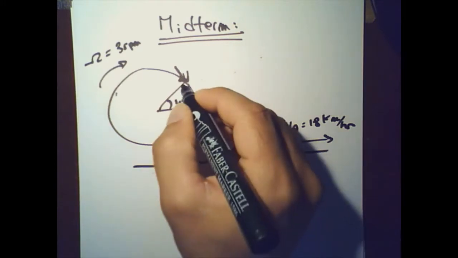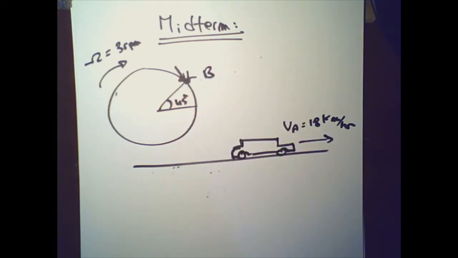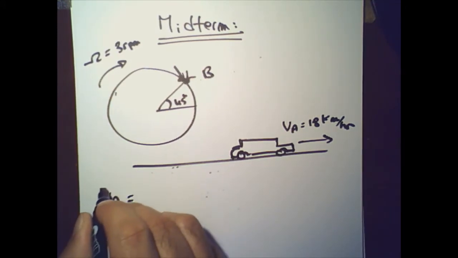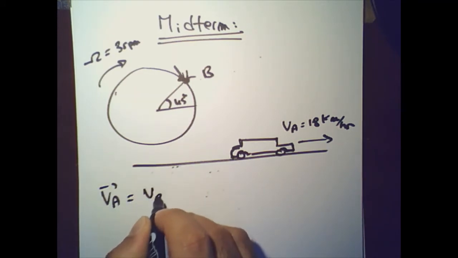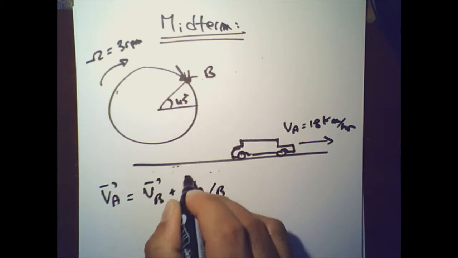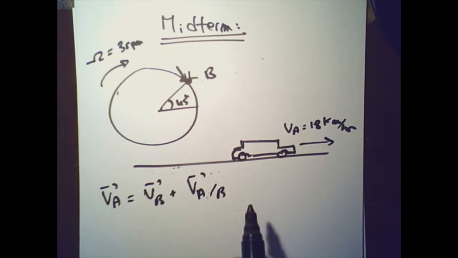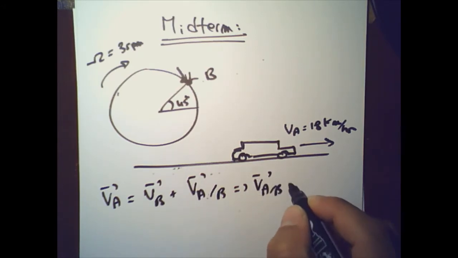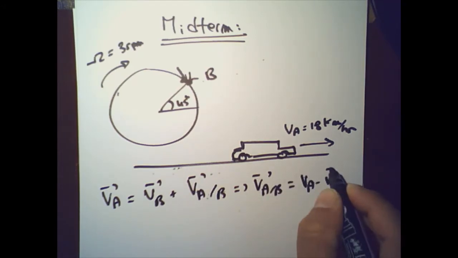All right, and then this is the observer at B, and the goal was we are trying to find the velocity of A with respect to B. So we always know that the velocity of A as a vector is equal to velocity of B plus any relative velocity that we have between them, right? So VA is always equal to VB plus VA with respect to B. So VA with respect to B is equal to VA minus VB.